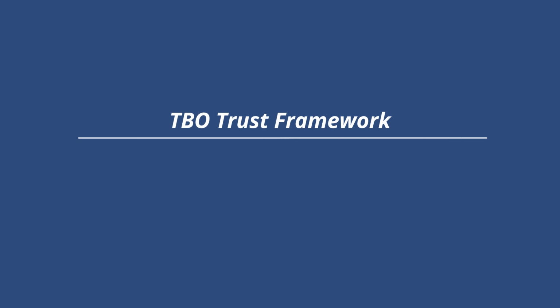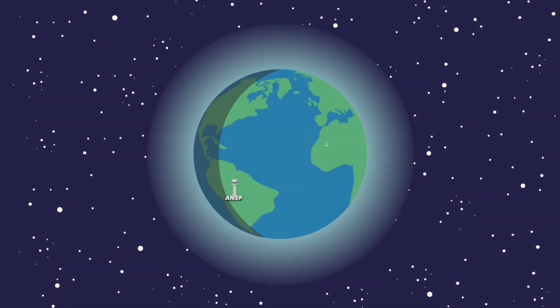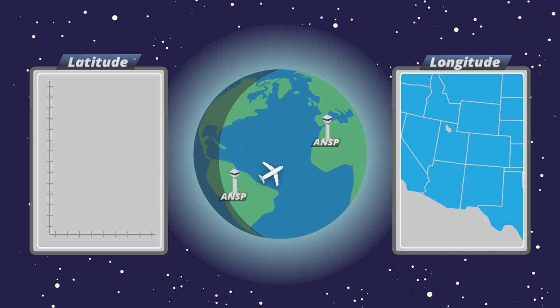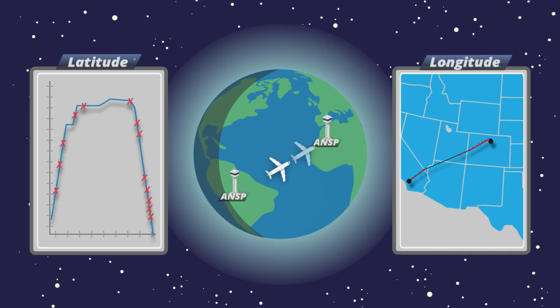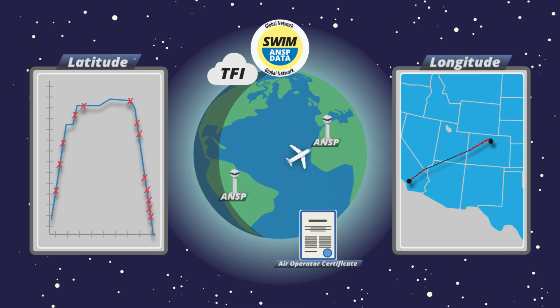Now for a look at how the Trajectory-Based Operations, or TBO Trust Framework, enables integrity of communications. TBO represents the future of air traffic management, allowing for more efficient, predictable flight paths by implementing four-dimensional trajectories, which account for where the aircraft are and where they will be in the future. The success of TBO relies on seamless data exchange across multiple systems and stakeholders, and the ICAO Trust Framework plays a vital role in making this possible.